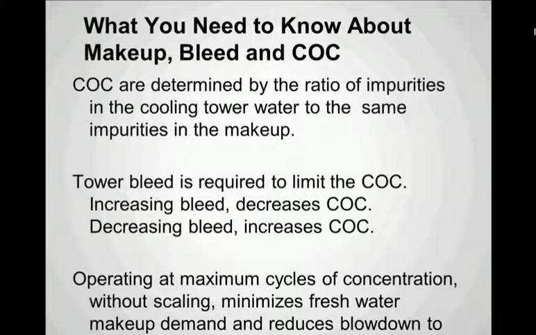So how does this all fit together with regard to water conservation? Well, we said that cycles of concentration are determined by the ratio of the impurities in the cooling tower water to the same impurities in the makeup. And we regulate these cycles using cooling tower bleed. So increasing tower bleed or blow down to drain decreases cycles. Decreasing the bleed allows the cycles to increase. And our goal ultimately is to operate at maximum cycles of concentration without causing scale deposition. This minimizes freshwater makeup demand and reduces blow down to drain.